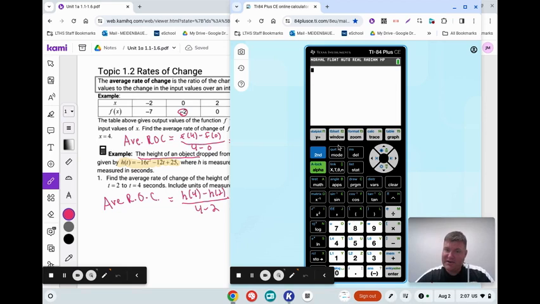One more trick here. If you go to alpha F1, by the way, all of these have nice little things for us that we can use. I guess F5 doesn't work. But anyway, alpha F1, if you choose the first one, gives us a fraction. And I'm going to type in h of 4. In the calculator, though, it's going to be y1 of 4, so parentheses 4, and then minus y1 of 2.